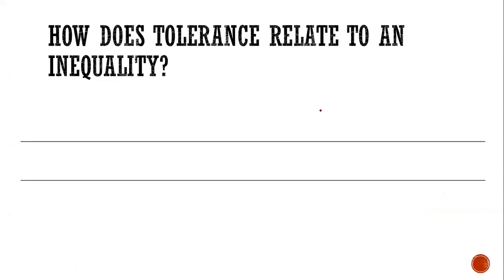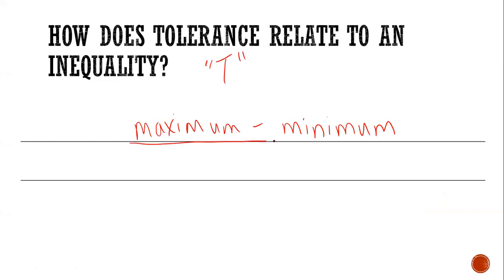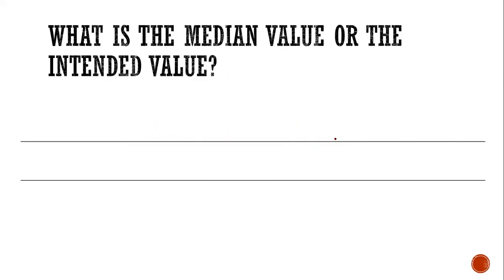Remember, tolerance by definition is what is your give and take in a situation. The same thing for mathematics. When we're looking for our tolerance, we're going to call that our T. It is our maximum value that we will allow minus our minimum value that we'll allow, divided by 2. That is the tolerance that we will allow. That's our give and take.